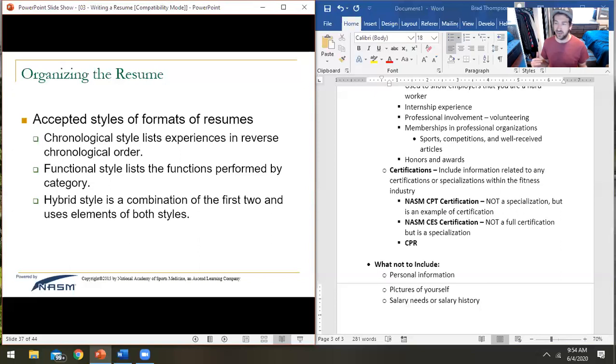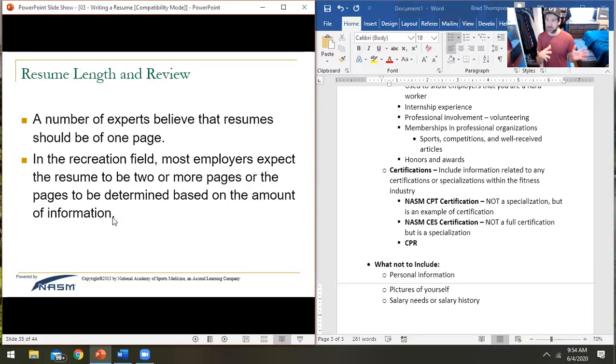And hybrid style is a combination that takes different elements from both. It might put something out of order chronologically, like the example where the girl had relevant work experience and irrelevant work experience. That's very much a hybrid style, right? Her most recent experience was irrelevant, so she put it at the bottom. She put her relevant stuff up top, even though it wasn't the most recent.